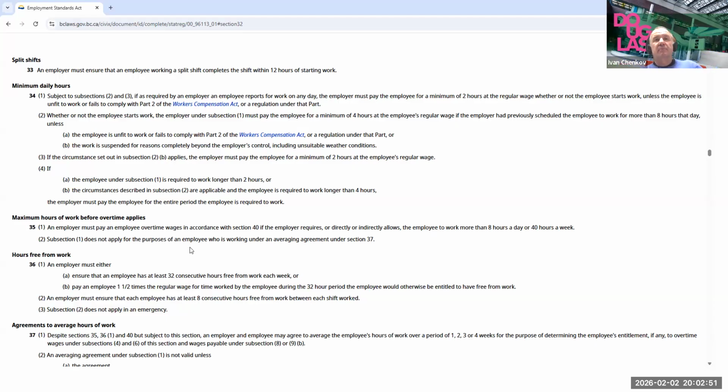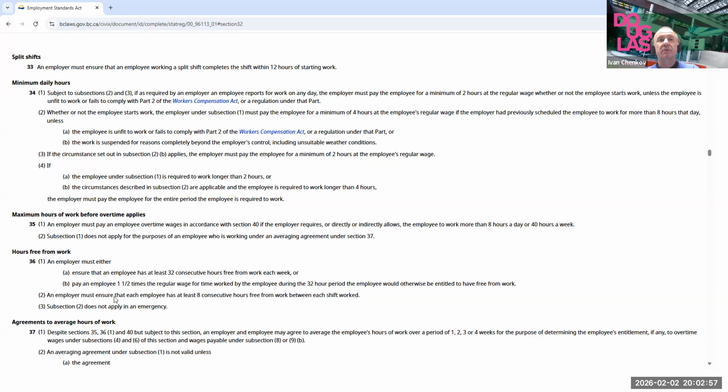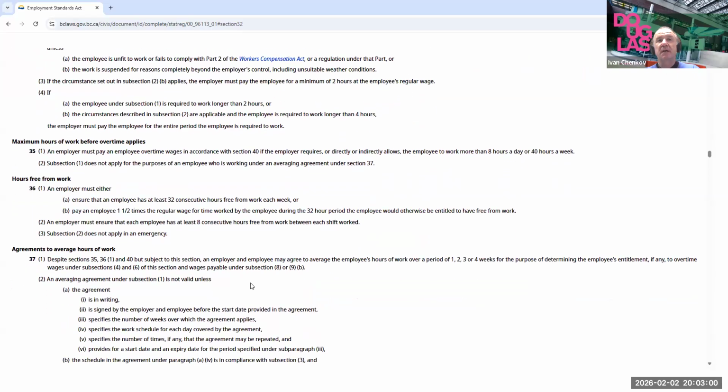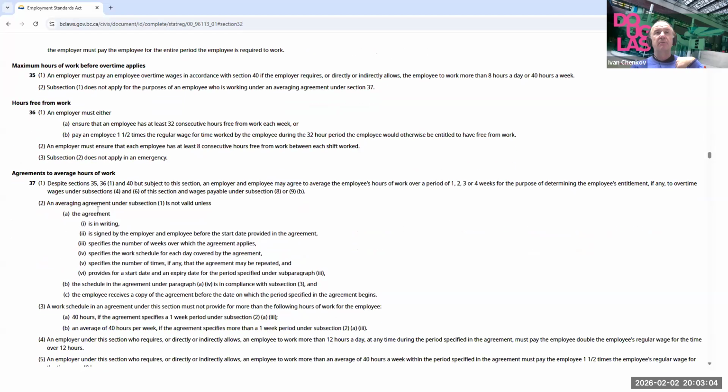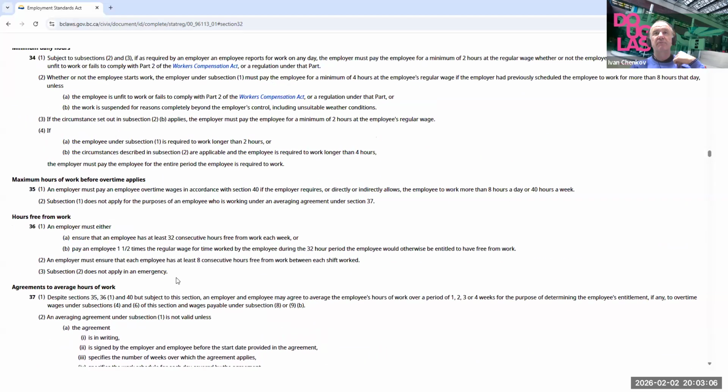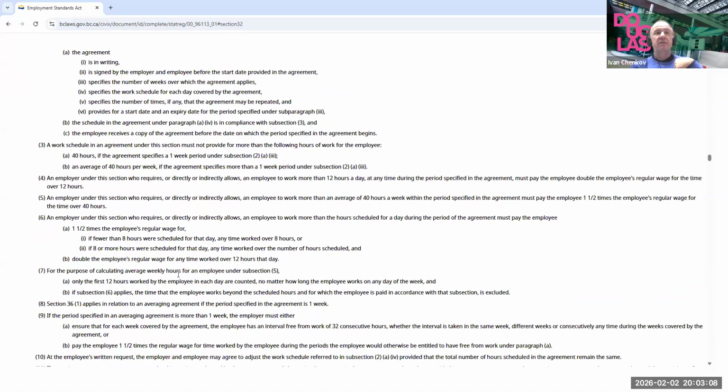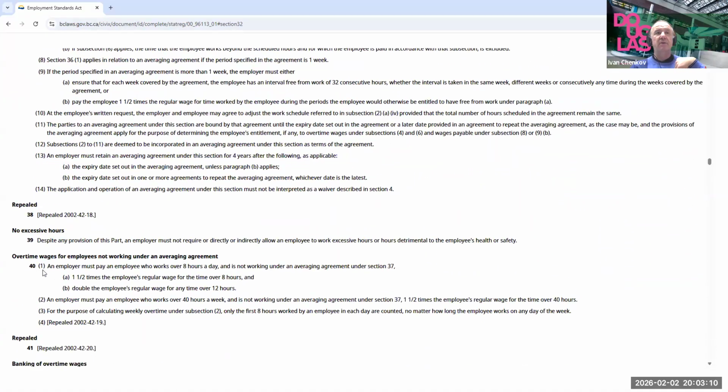Subsection 1 does not apply for the purpose of an employee who is working under the averaging agreement under section 37. So section 37, we're going to see, is the averaging agreement. If you're interested, take a look. Now, the interesting one here was section 40. And section 40 is right here: overtime wages for an employee not working under an averaging agreement.